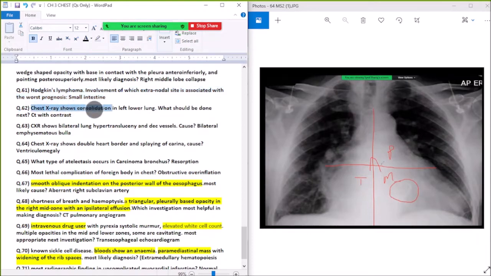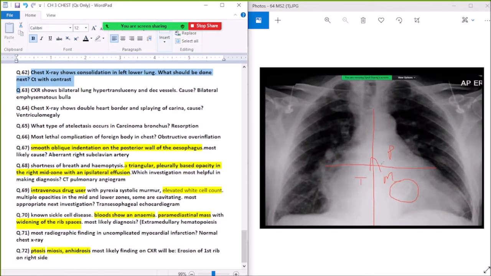62. Chest X-ray shows consolidation in the left lower lung. What should be done next? CT with contrast. 63. Chest X-ray shows bilateral lung hyperlucency and decreased vessels. The cause is bilateral emphysematous bullae.